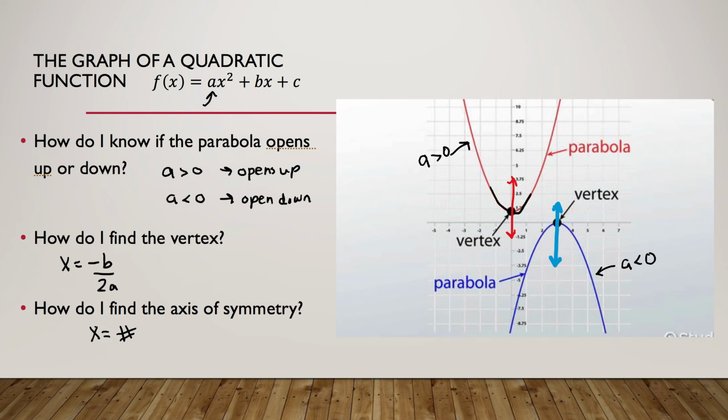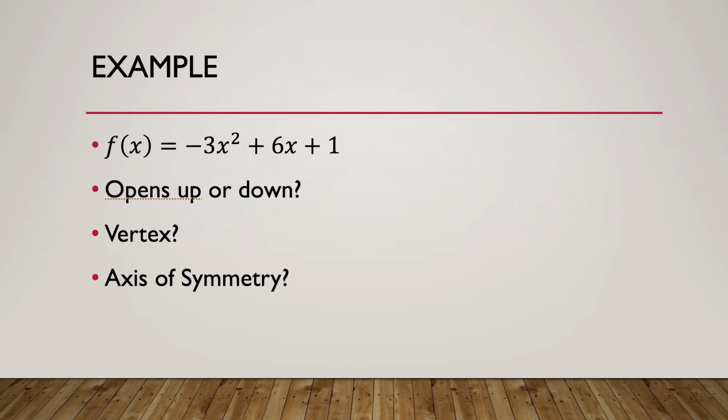All right, so let's take these three ideas and go to an example. Our function is f of x is equal to negative 3x squared plus 6x plus 1. The first thing I'm going to do is jot down my a, my b, and my c values. That will make things a little bit easier for me and prevent me from making a careless mistake. Remember that the a value is the number that sits in front of the x squared, so negative 3. The b value is the number that sits in front of the x, so positive 6. And the c value is the number that sits by itself with no variable, and that's going to be positive 1.